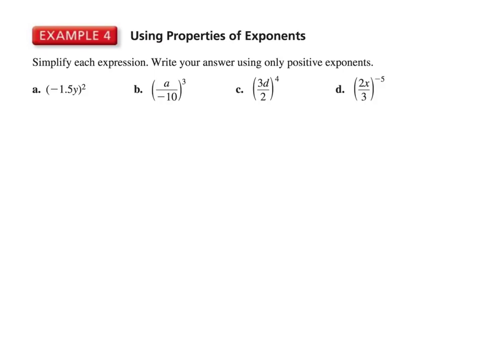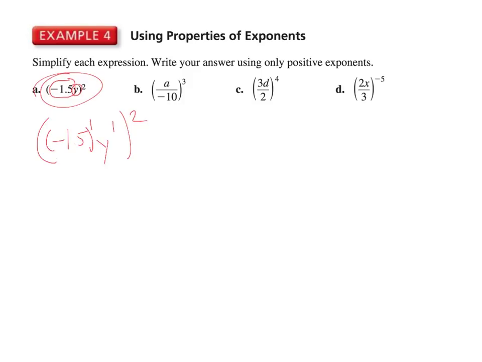All right, let's apply our properties now. Simplify each expression. Write your answer using only positive exponents. So here I have this quantity, -1.5, and then I have y. Essentially, I have -1.5 to the 1st power times y to the 1st power. I'm just being really clear with what actually exists there. If there's no power, there's always a 1 there.